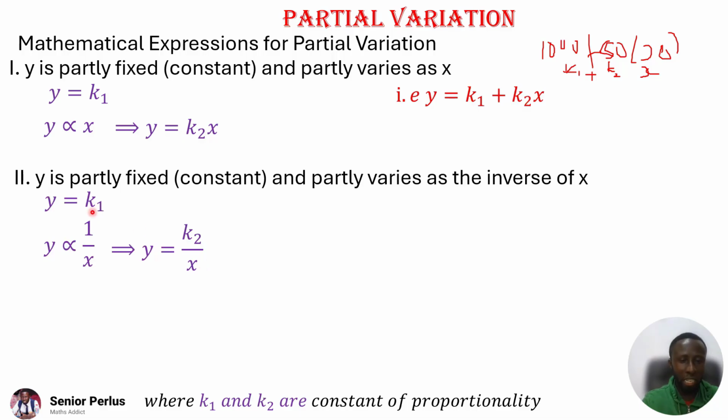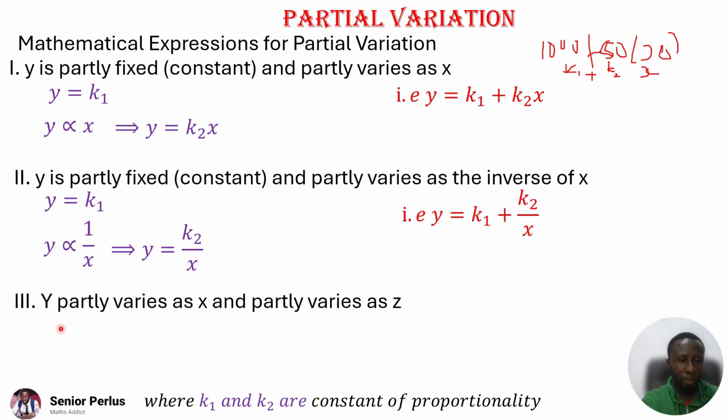So let's put this one together in a partial form. This is what they mean. So you see, Y is partly fixed and partly varies as inverse of what? S. This is how we write it nicely. And this one was Y is partly fixed and partly varies as S. So this one was partial direct, partial inverse. Okay, that's partial.